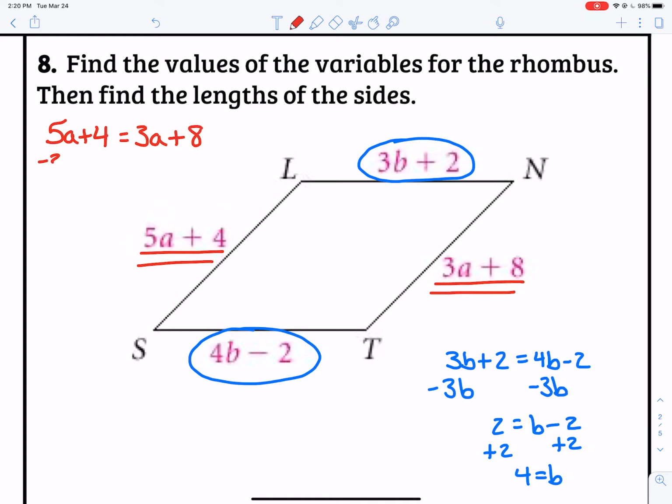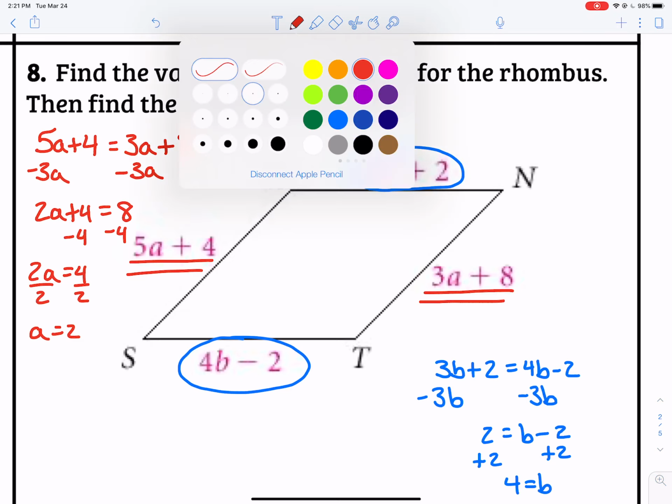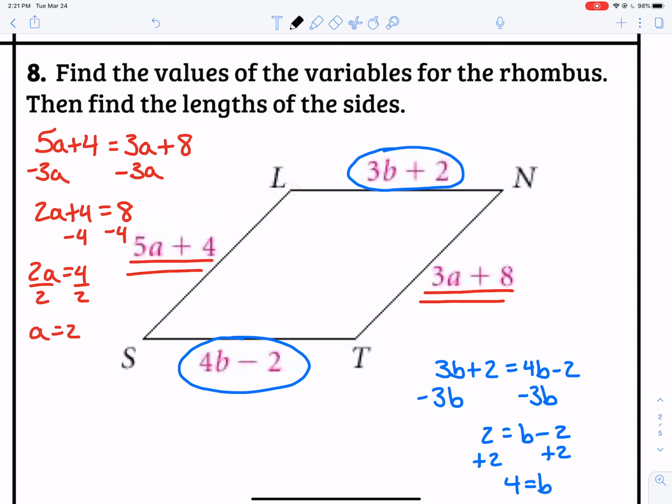Okay, so first I'm going to subtract 3A. So I get 2A plus 4 equals 8. I'm going to subtract 4, so I get 2A equals 4, and I'm going to divide by 2. So I get A equals 2 for the value of A, and B was equal to 4. Now let's just go back and plug those into the sides. And so 3 times B, which was 4, plus 2. So that would give us 12 plus 2, which is 14.